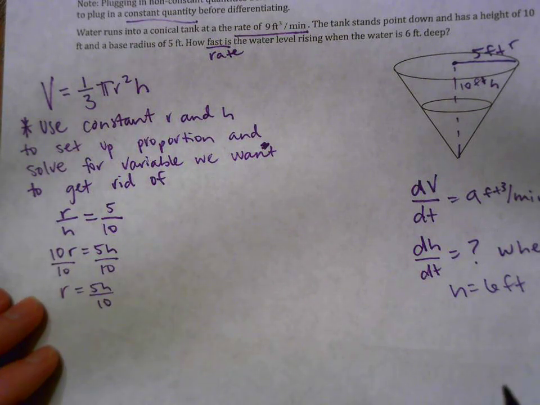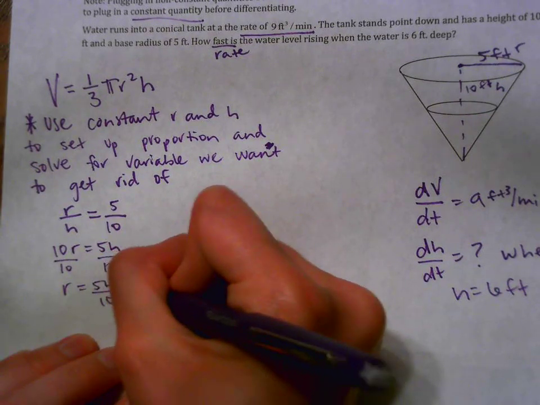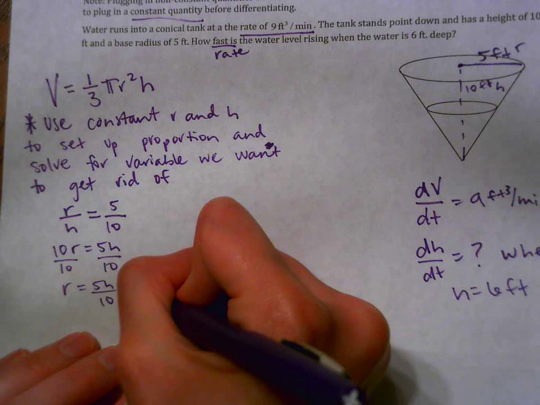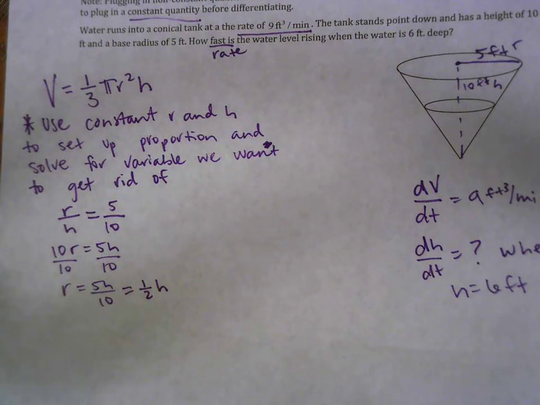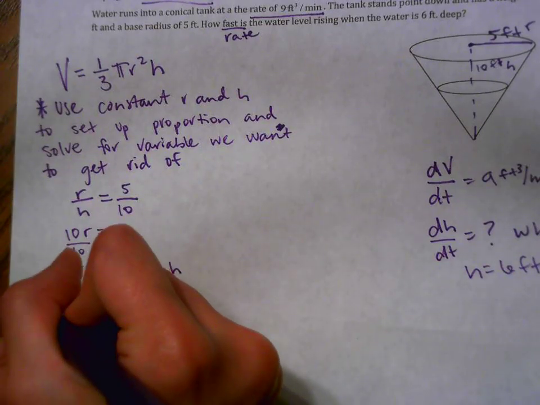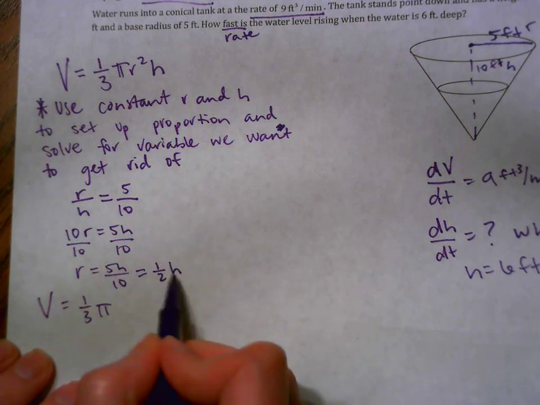You could keep it like that. I'm going to simplify it since I know I'm going to do more math with it, and it'll probably be easier if I make that 1/2 H or H over 2. I'm going to write it as 1/2 H, but you could keep that H over 2 if you want. So now I'm going to rewrite my volume equation, but I'm going to replace my R with 1/2 H.